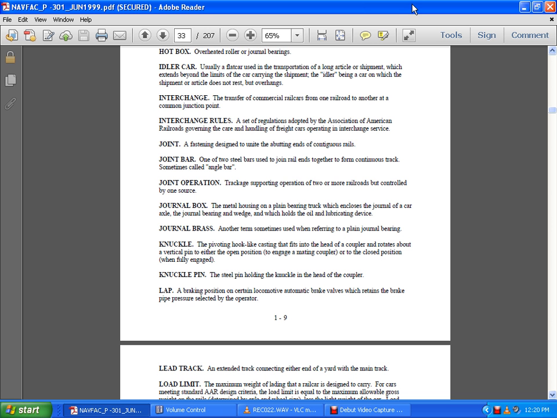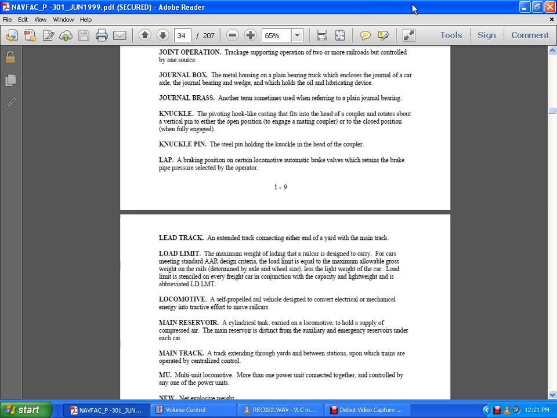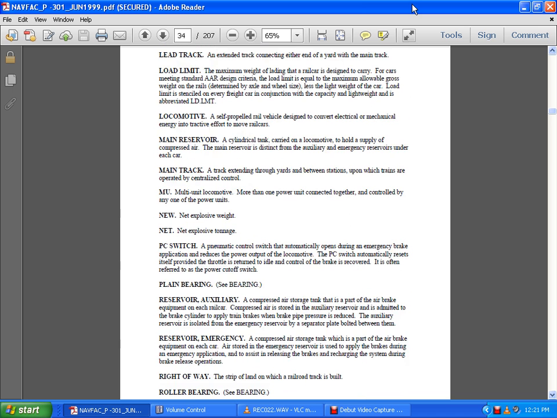Lap, the position of the locomotive automatic brake valve which retains the brake pressure selected by the operator. A lead track is an extended track that connects either the end of the yard or the main track. The maximum weight load is a railway car design standard for freight cars. The freight car standards are AAR design criteria.